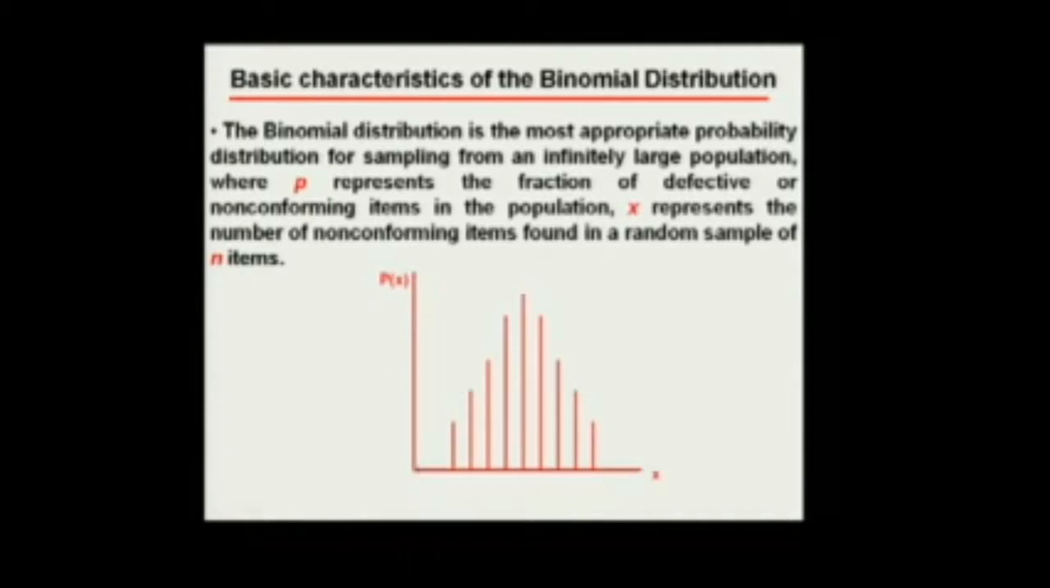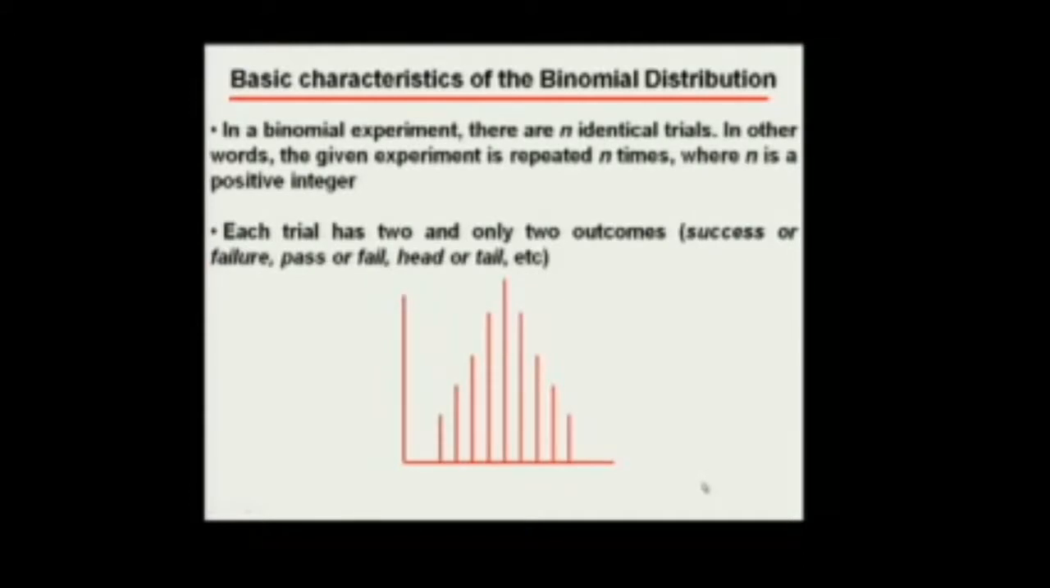So we now know that these are the basic characteristics of the binomial distribution. We also have a good idea about the shape of the distribution. In a binomial experiment, there are n identical trials. Just like we started by demonstrating how the binomial distribution is constructed from tossing a coin twice, we can see that tossing coins is an experiment that involves identical trials. Every time you toss the coin, you do it the same way. Same thing in practice. In order to use the binomial distribution, the trials conducted in the experiment have to be identical. In other words, the given experiment is repeated n times, where n is a positive integer.